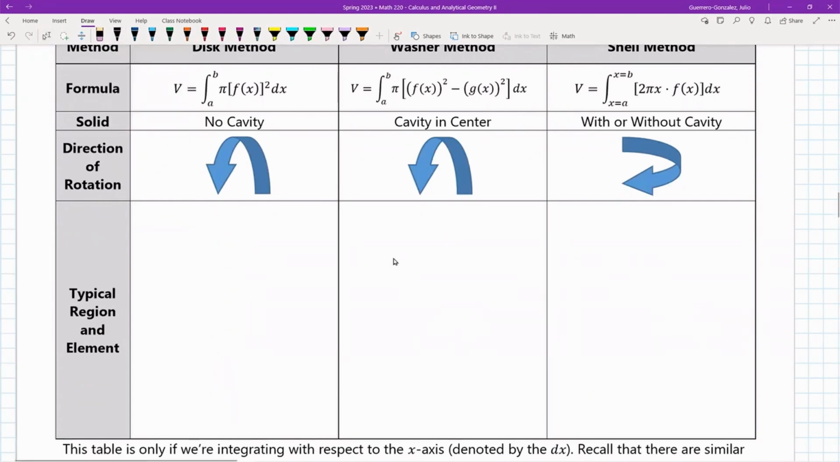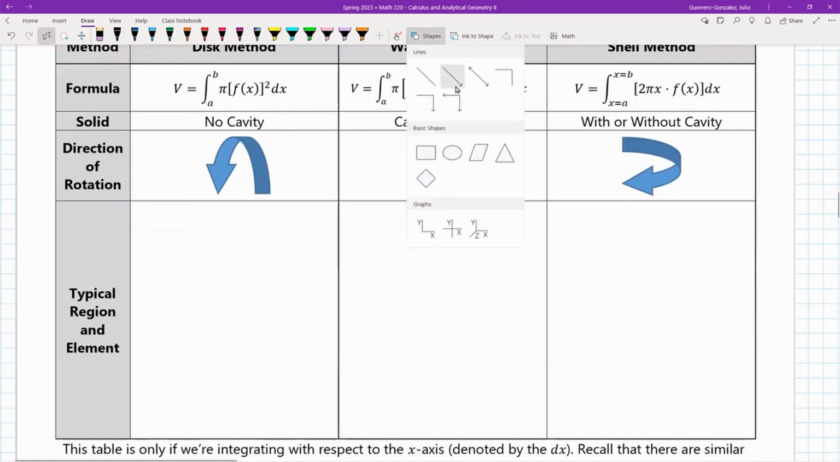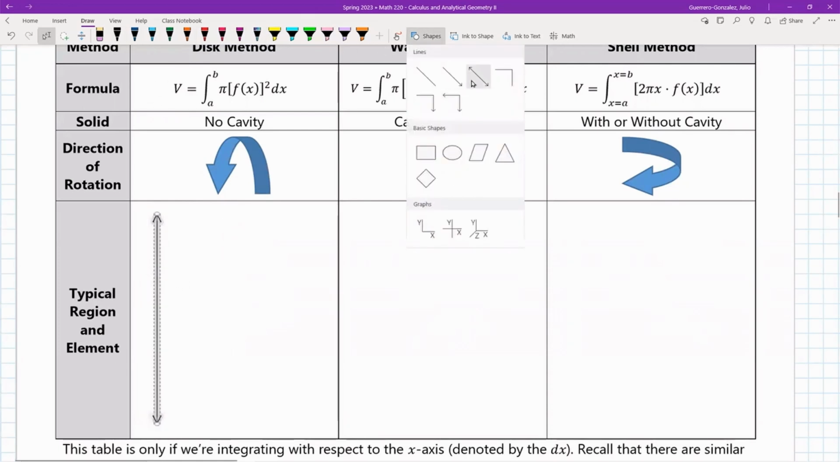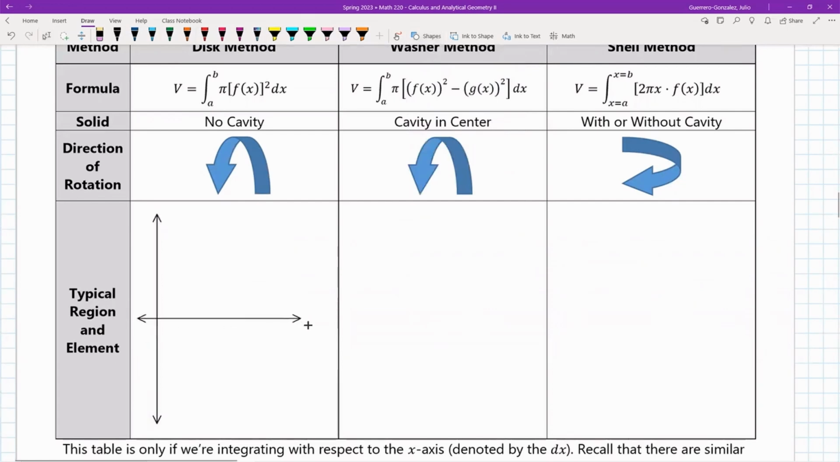Let's erase that again. I'm going to put down an X over here, and a Y. The first one was the disk method. The disk method dealt with just any shape.